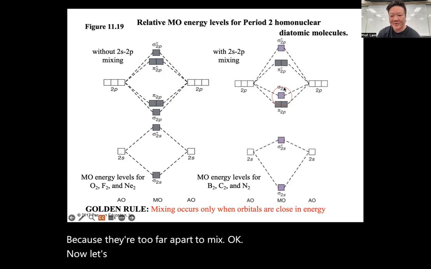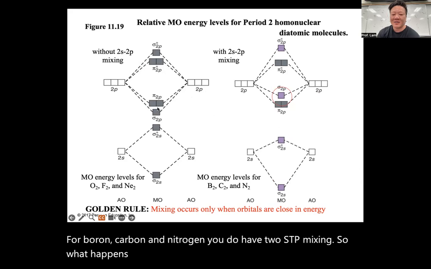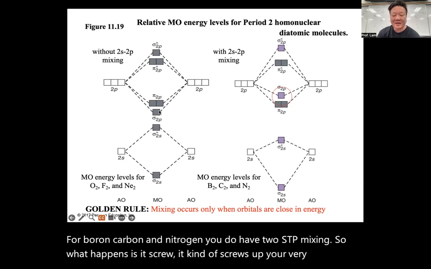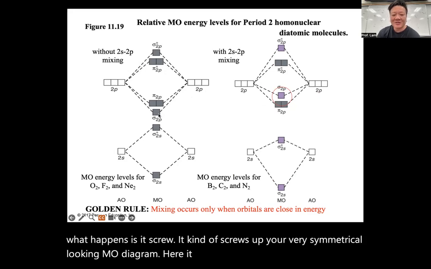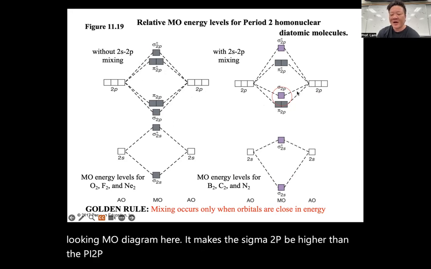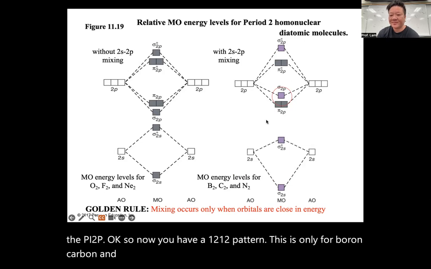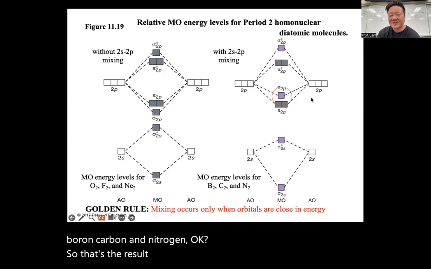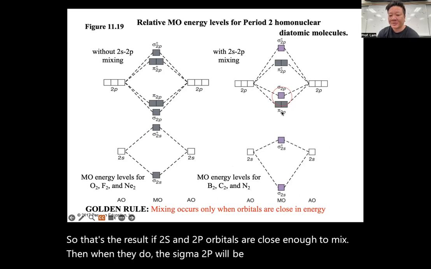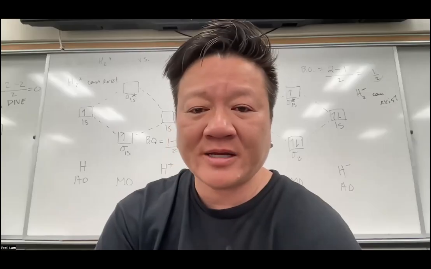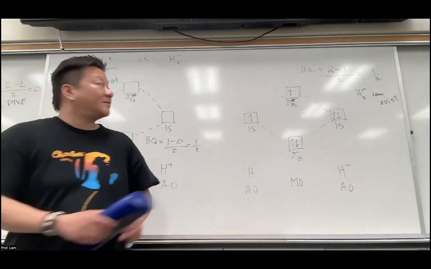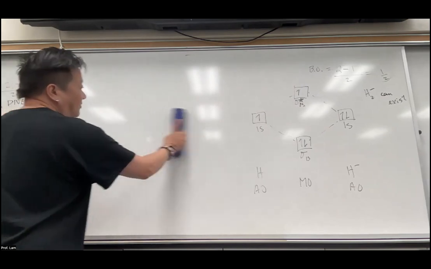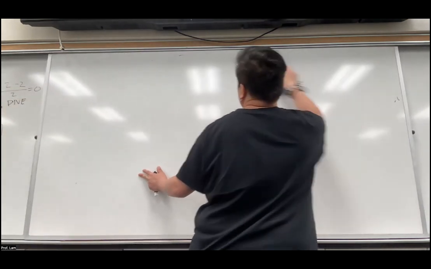Now, let's go to the other pattern. For boron, carbon, and nitrogen, you do have 2s 2p mixing. So what happens is it kind of screws up your very symmetrical looking MO diagram here. It makes the sigma 2p higher than the pi 2p. So now you have a 1-2-1-2 pattern. This is only for boron, carbon, and nitrogen. So that's the result: if 2s and 2p orbitals are close enough to mix, then when they do, the sigma 2p will be higher than the pi 2p. And we can actually explain this. So let's go to the board and see why there's mixing for boron, carbon, and nitrogen, and why there's no mixing for oxygen, fluorine, and neon.